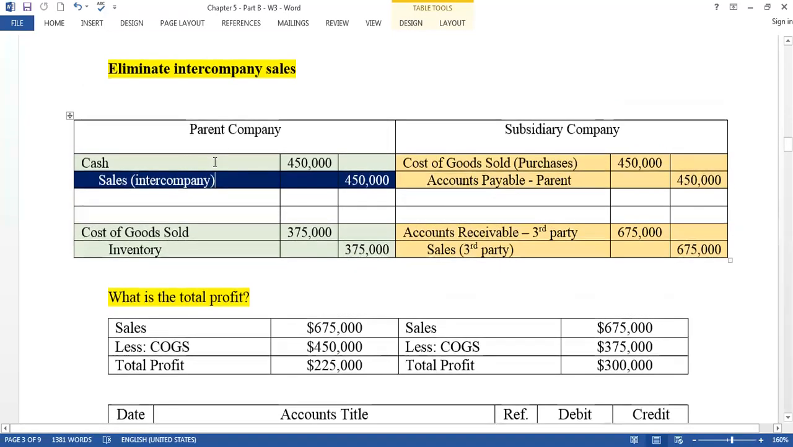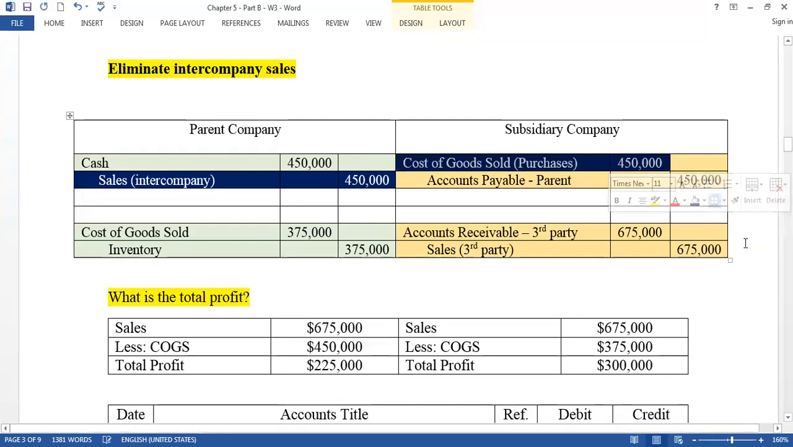Now, the parent's company sale is the subsidiary company's purchase, because the parent's company sells it to the subsidiary. So when the subsidiary purchases it, they record cost of goods sold debit. Look at the number. The number is similar. Why is the number similar? Because the sales price of the parent's company is the cost price of the subsidiary, right?